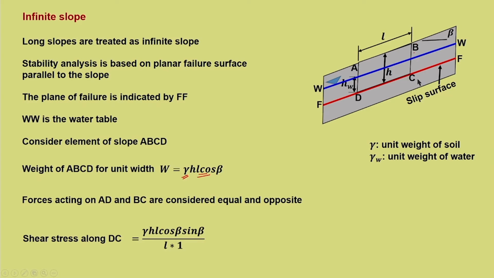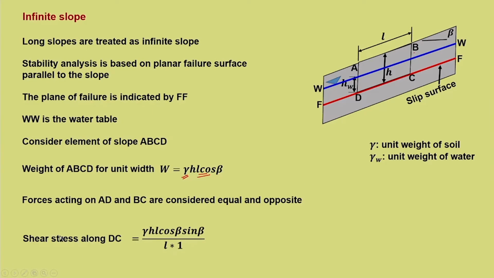Now, when I say forces or the stresses acting on any failure surface or plane, we understand that it is normal and shear stresses. We have understood this in our earlier lectures. So, let us try to understand what is the normal stress and shear stress acting on this plane, plane DC. So, shear stress along DC is the component of weight acting along DC. We know how to resolve this.